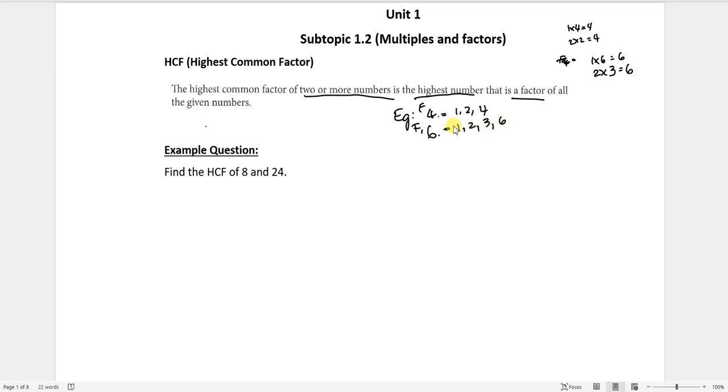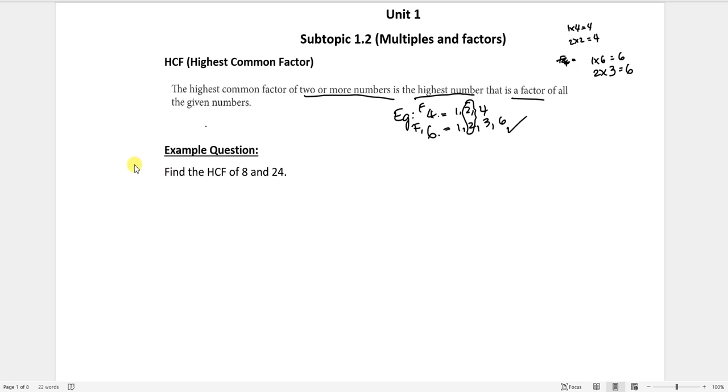Now we have to find first the common factor, and then the second point is the highest one. So you see 2 is common for both these numbers. So basically that's it. It's as easy as that.